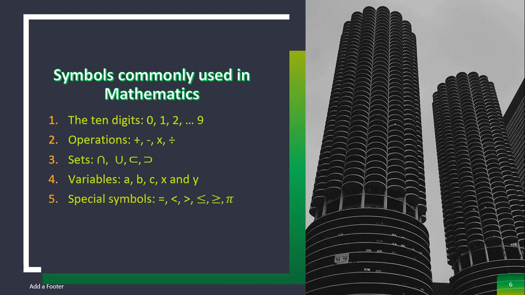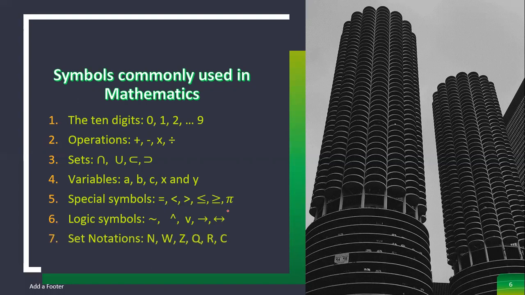The next one is the special symbols. We have the equal sign, the greater than or less than sign. We can also use the less than or equal to symbol, the greater than or equal to symbol, and even the pi symbol. Now in logic, we also have different symbols that we use. The negation symbol, the disjunction symbol or the or symbol. We also have the conjunction symbol or the and symbol. This one denotes implies, and this one is for if and only if.